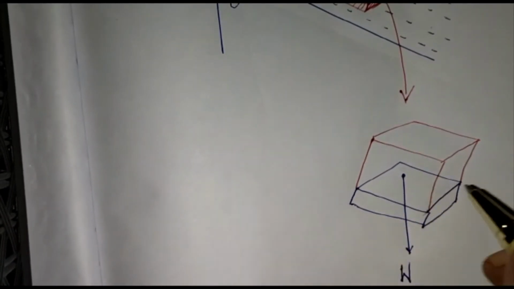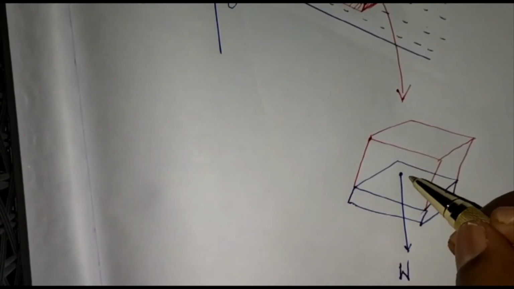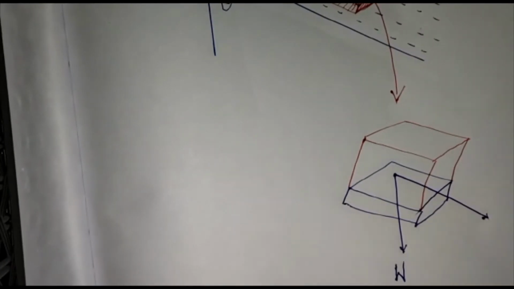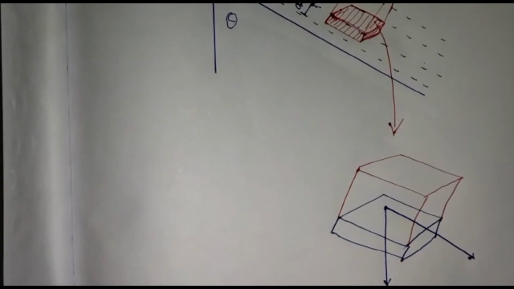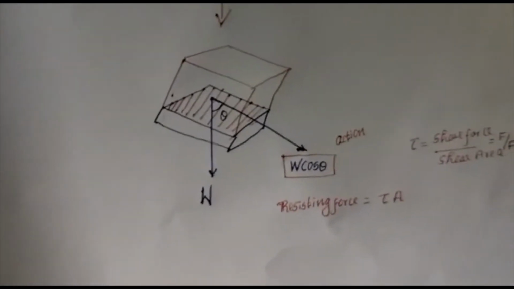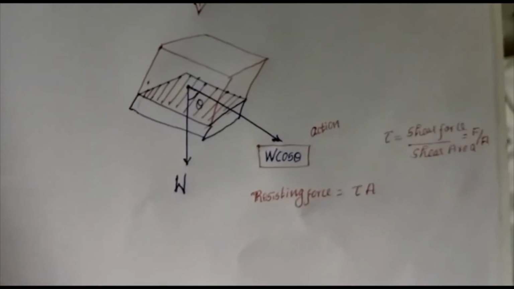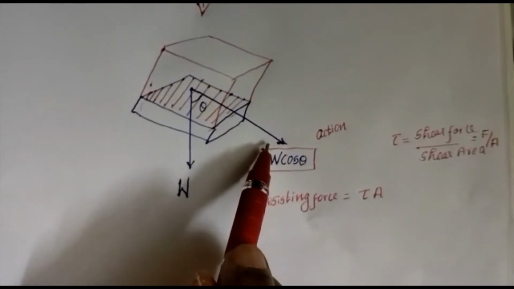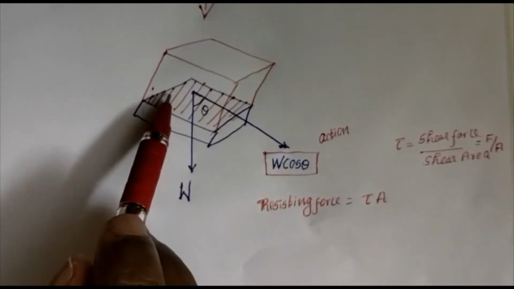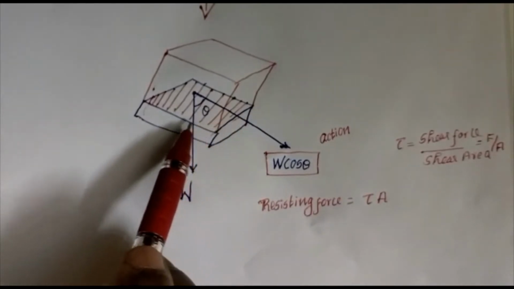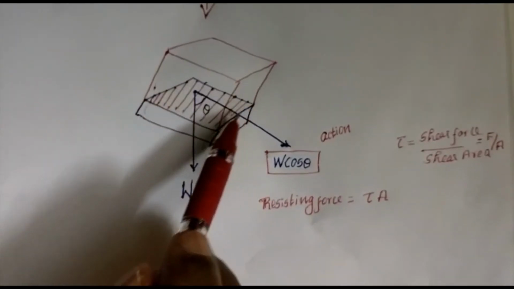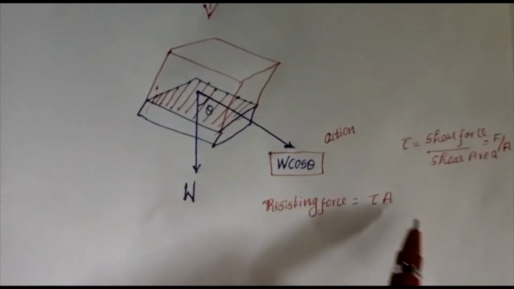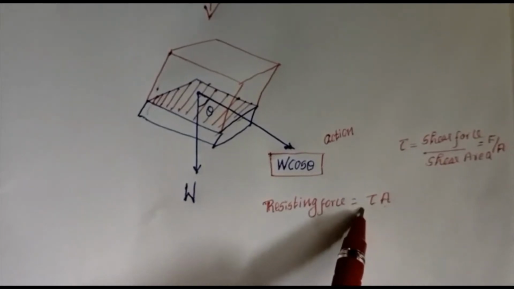Now, the distance between, okay, so you see that the action force is the weight resolved in this particular direction. And what is the resisting force? The resisting force is offered by this shaded area here. So this shaded area offers the resisting force. And what is that resisting force? It is tau into A, where tau is the shear stress.